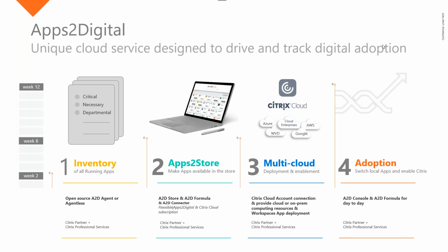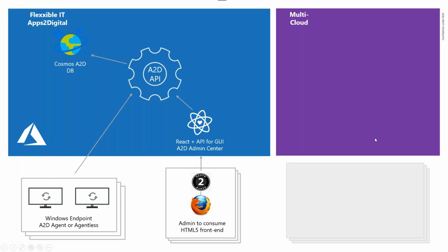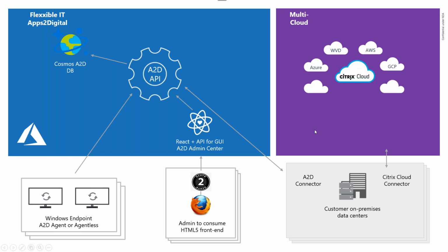So real quick, before we go into the demo, I wanted to show you what our architecture looks like, just at a very high level, so that you can understand. Again, this is Apps to Digital. It is our cloud service. So this does live in Azure, and central to our architecture is our Apps to Digital API. And this API lives in Azure.